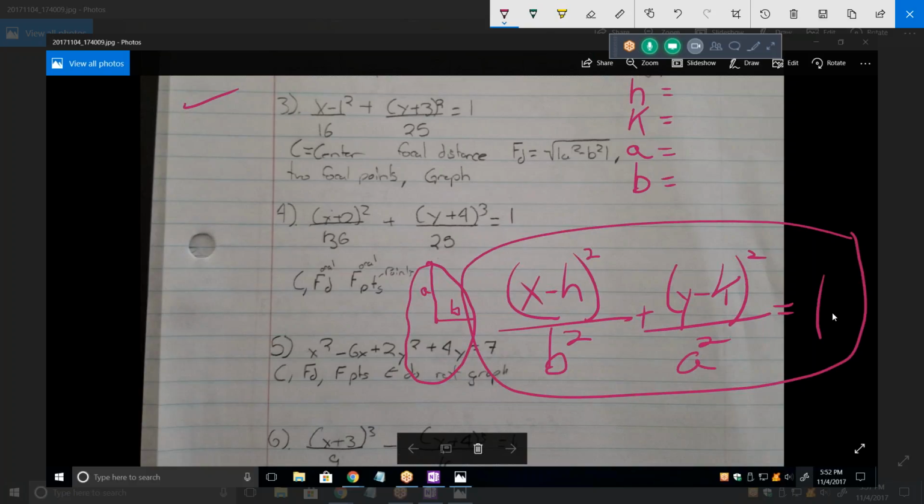Okay. H is 1. And K is -3. A is the square root of 25. So in that general format, it's A squared under that y term. Okay. What is B? B is the square root of 16, which is 4. Okay. Now, if I wanted to graph that, it would be relatively simple. First of all, we've got their center.